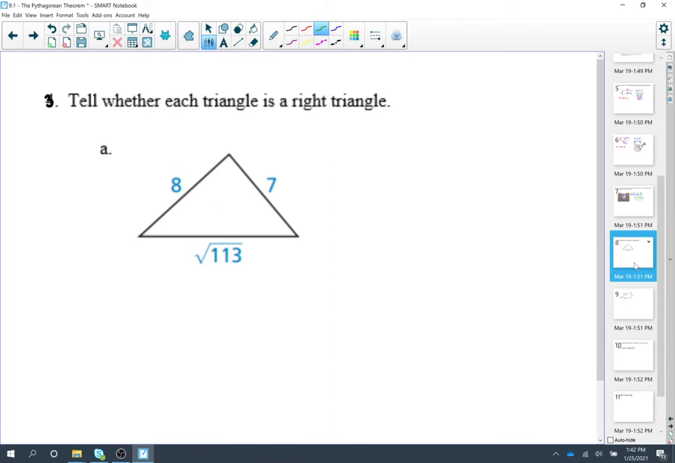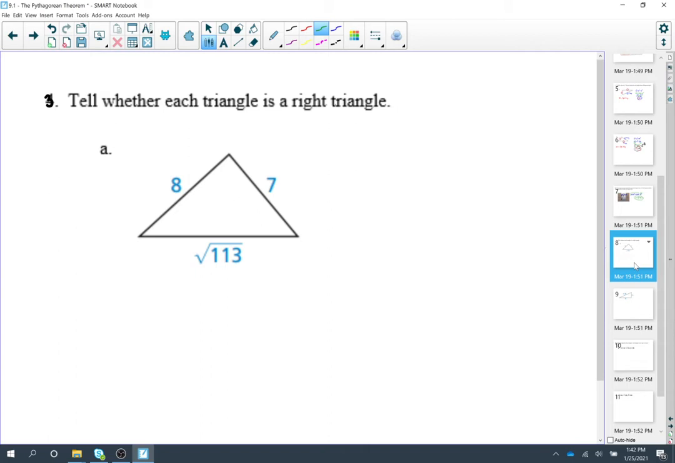Example 3. Tell whether each triangle is a right triangle. Now, if we're dealing with a right triangle, that means that it should satisfy the Pythagorean theorem, which is a squared plus b squared equals c squared, which means we're going to take a short side squared plus a short side squared, and that should equal the long side squared.